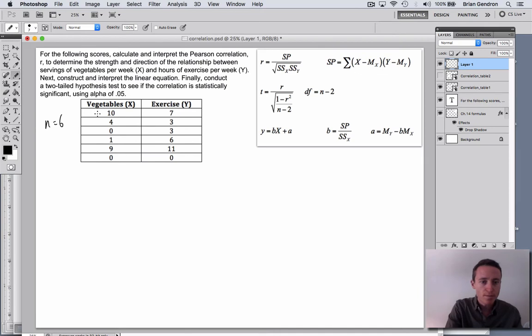Well, there's one person who had 10 vegetable servings per week, and they exercised 7 hours per week. The second person was 4 vegetables and 3 hours of exercise. The third person is 0 and 3, and then the fourth is 1 and 6, etc. There's 6 people total. And what we want to know is, essentially we're asking, is there a relationship between these two variables? Do those who eat a lot of vegetables tend to also exercise a lot?